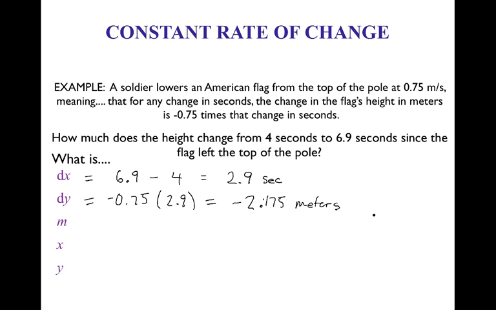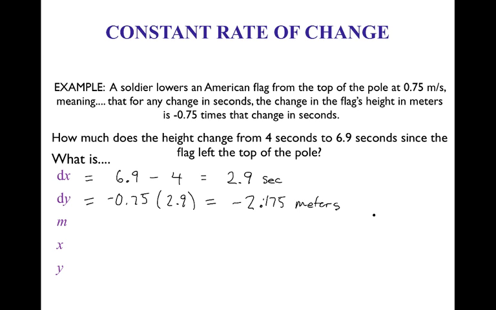How can you have a negative distance? Does that make sense? It's a negative change, which just means that our distance from the ground is decreasing. It has decreased 2.175 meters. So a negative change is always valid. It just means that that variable, in this case y, the height, is decreasing. It started higher and then it's lower, so the change is negative.